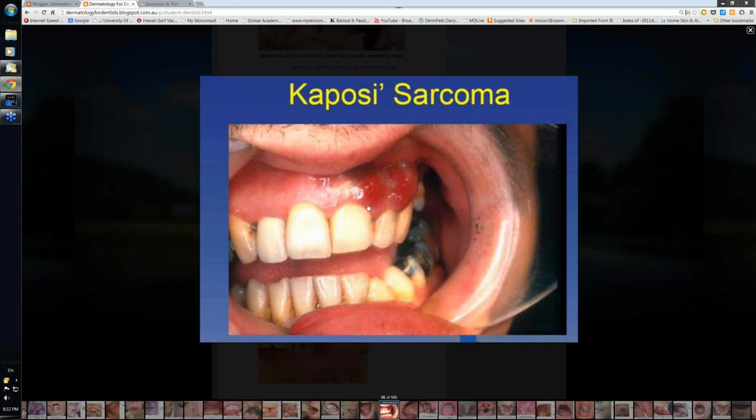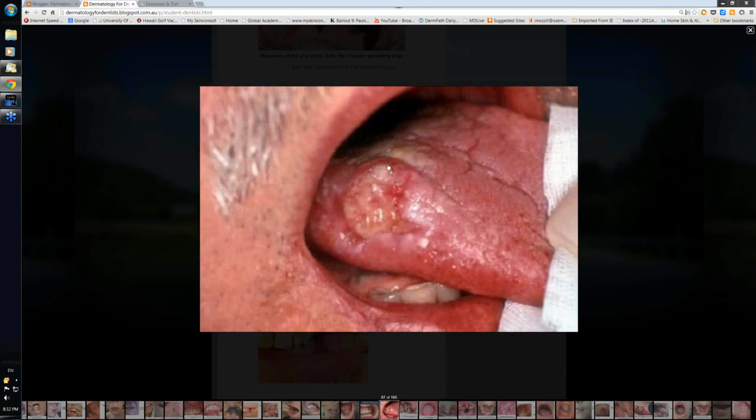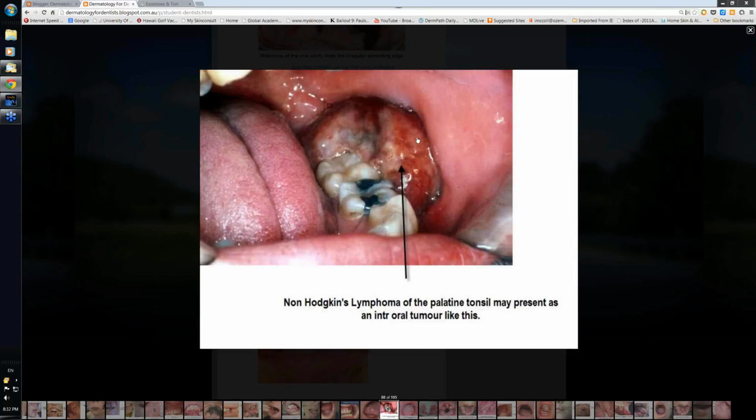That was the Kaposi's that we talked about. Remember, that's herpes virus 8 infection in AIDS patients. Can rarely get it in other immunosuppressed patients. Any lump in the tongue, especially if it's ulcerated like this, just feel it between your fingers. It'll feel rock hard. That's a squamous cell carcinoma. And that was just a picture of peritonsillar enlargement, lymphoma, non-Hodgkin's lymphoma of the palatine tonsil.